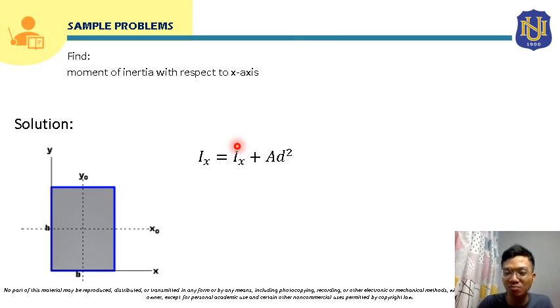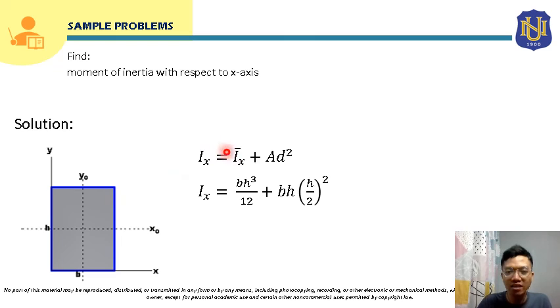Our Ix bar here will be the x-centroidal moment of inertia of the rectangle, which we know already, that is bh cubed over 12. And A here is the area of the rectangle, which is bh. And d here is the distance between the centroid of the area, which is this rectangle, to the reference axis. In this case, our distance d will be this distance, which is half of h, so this is h over 2. So you will square that.